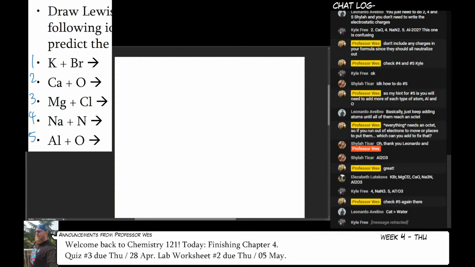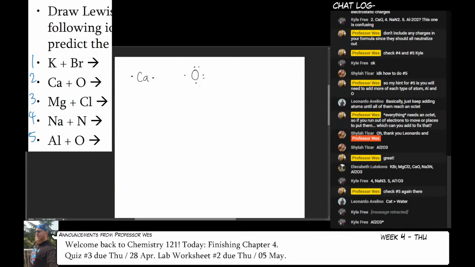All right, so let's look at calcium and oxygen here. How many valence electrons does calcium have? It has 2. And how many does oxygen have? It has 6. And again, where are we getting these valence numbers from? We're getting them from the ones digit in the group that these elements are in. So calcium is in group 2, 2 valence electrons. Oxygen's in group 16, 6 valence electrons.